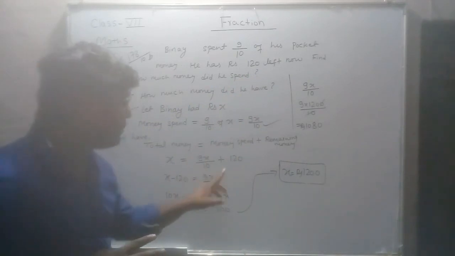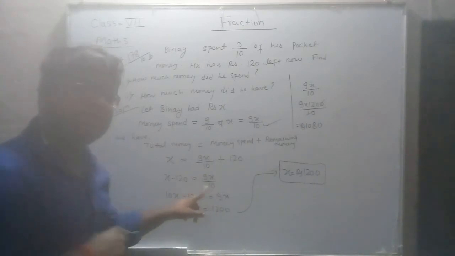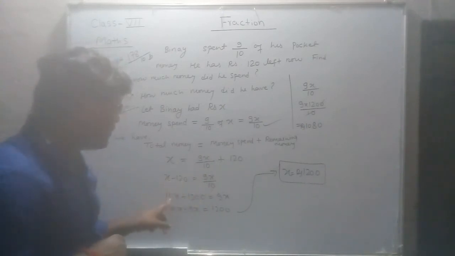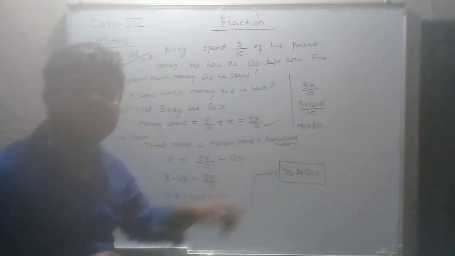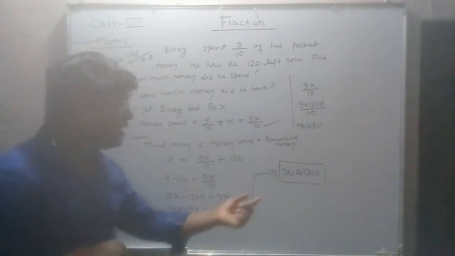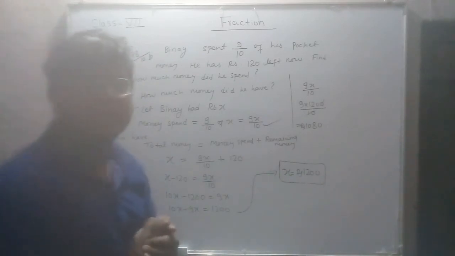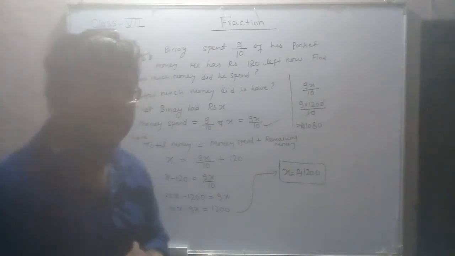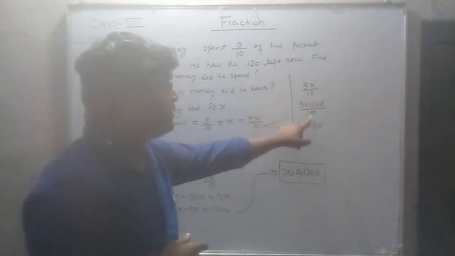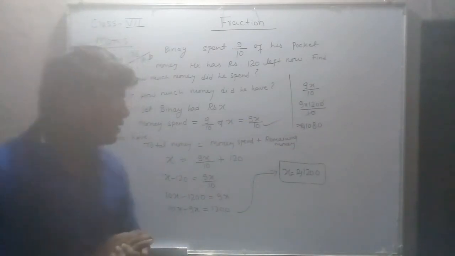For solving it, what I have done: 120 I have transferred to the left hand side. This 10 is dividing, so I will transfer it to the left hand side and multiply with both. That is 10x minus 1200 is equal to 9x. So 9x is transferred to the left hand side and 1200 to the right hand side. So 10x minus 9x is x is equal to 1200. So we got the value of x as 1200, that is Binay had rupees 1200 at first and he spent 9x upon 10, that is 1080 rupees. So I hope you all have understood this question.